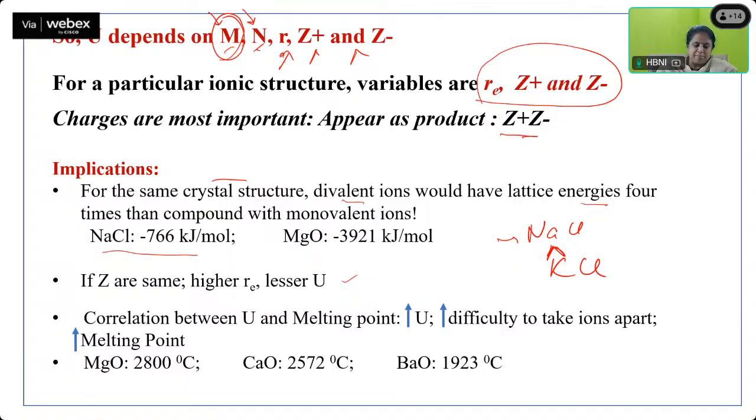Okay. So for the same structure, MgO, calcium oxide, barium oxide, same crystal structure, all are divalent ions, Mg2+, O2-, Ca2+, Ba2+, all divalent, but barium oxide is bigger. So its R is bigger. R comes in the denominator, so lattice energy is least, and you can see the melting point is also least. In a similar way, we can compare the melting point of MgO and calcium oxide. Okay, so this is what I wanted to discuss about the lattice energy.